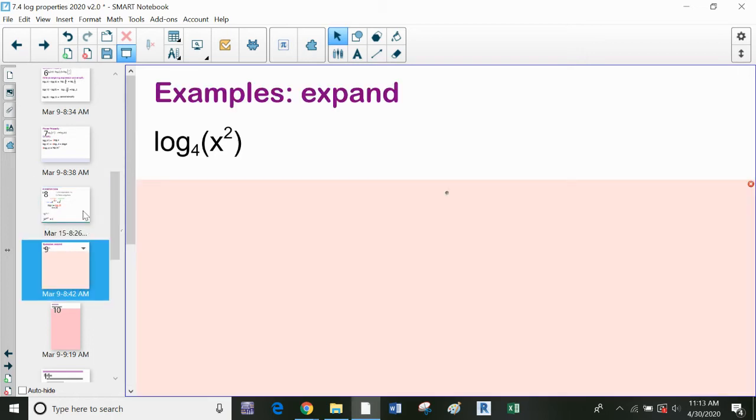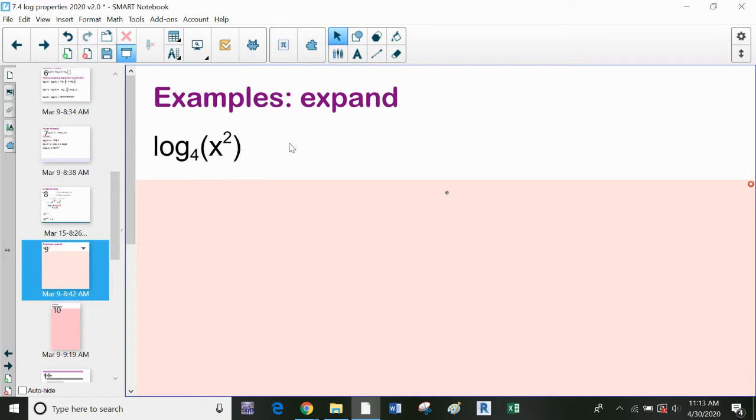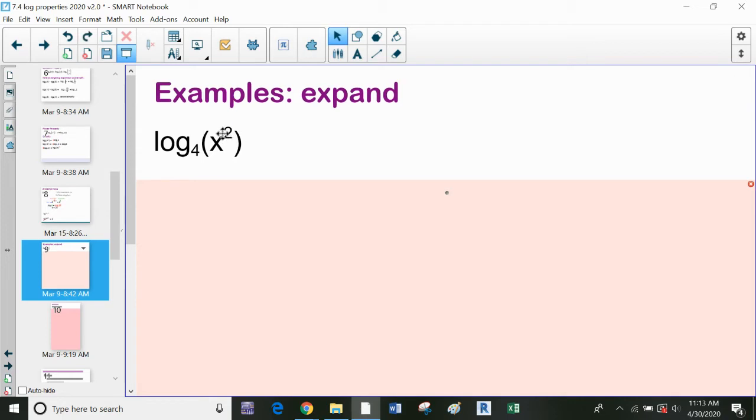Okay, here we go. Expanding logarithms. Now, I've got log base 4 of x squared. How can you expand that? Nothing's multiplied together or divided within the parentheses. So what I'm going to do is I've got an exponent there. That's about the only thing I can do. So I can take that exponent and bring it down in front. That 2 that was right up there comes down in front of the word log. 2 log base 4 of x. That's as expanded as that gets. You can't do anything else with it.